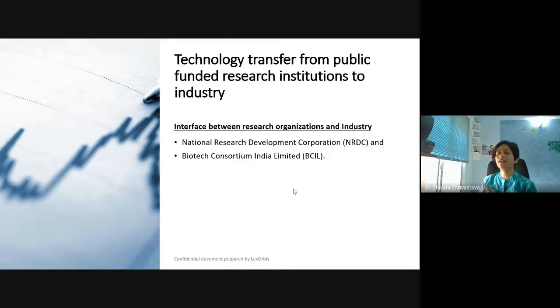Apart from these, there are interfaces between research organization and industry. So it's like a liaison, they would be in between, and they would help the research organization to transfer their technology to the industry. So for example, NRDC is there, National Research Development Corporation, and Biotech Consortium India Limited, BCIL. So these institutes help the research organization in technology transfer.